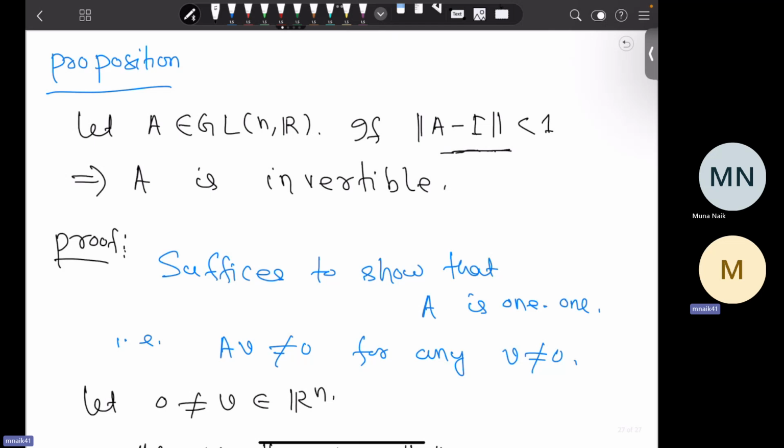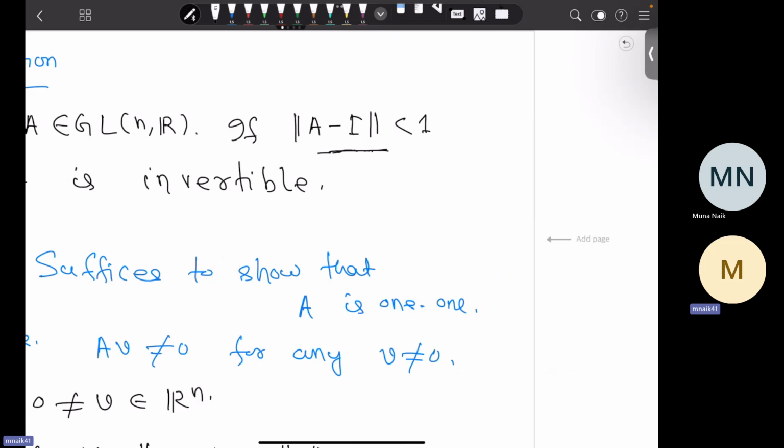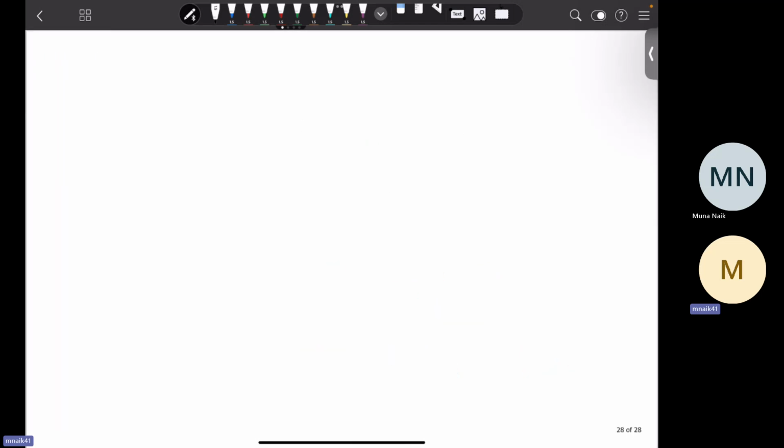The thing is, this proposition only says that A is invertible, but it doesn't really say anything about the inverse. So in the second proof we will prove this proposition in a different way. In the second proof we will find an explicit expression of A inverse. Okay, so what is the idea of the proof? The idea is pretty clear.